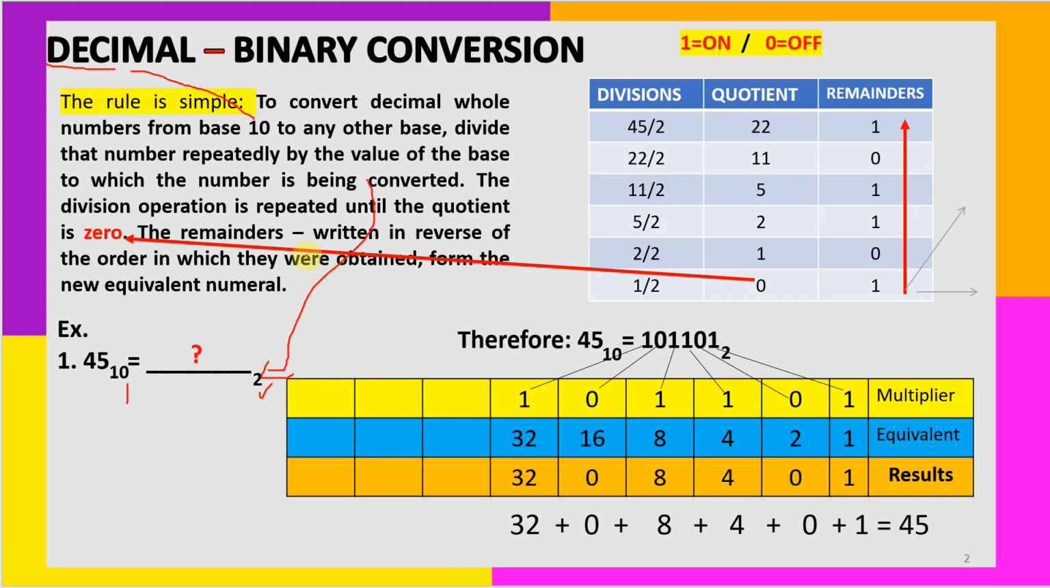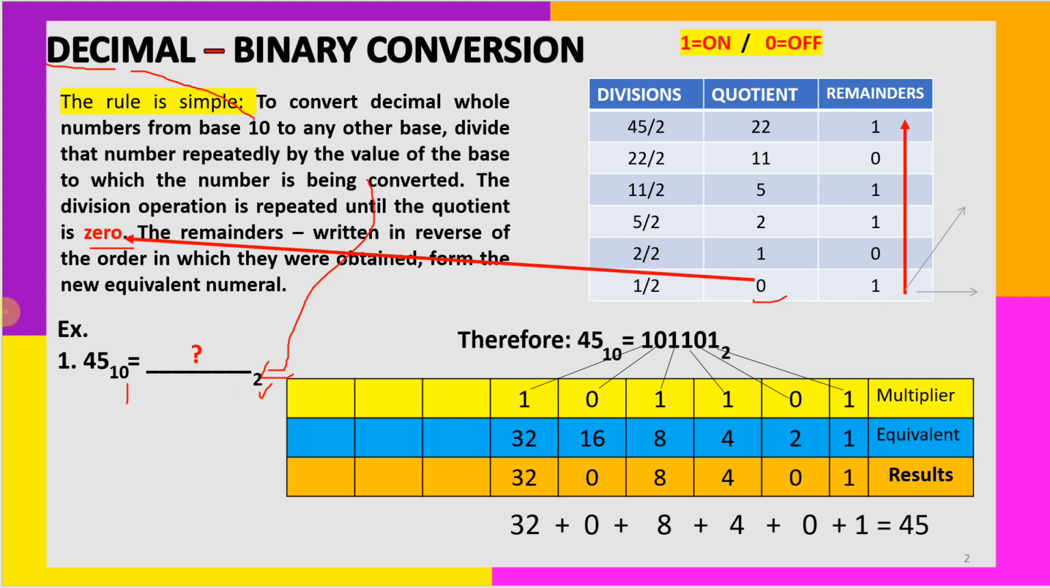The division operation is repeated until the quotient is 0, meaning you get the quotient and stop the division only when the quotient becomes 0. The remainders, written in reverse of the order in which they were obtained, form the new equivalent numeral. You start here, writing from left to right.